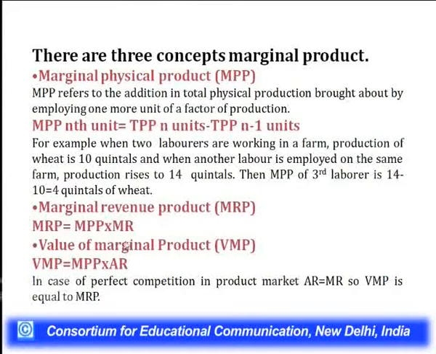When there is perfect competition in the market, we know that average revenue is equal to marginal revenue. So, in that case, value of marginal product will be the same as the marginal revenue product. Both will be equal because average revenue and marginal revenue are equal. You have seen that in perfect competition, the demand curve faced by a firm was perfectly elastic, a line parallel to the x-axis, and price is equal to MR also. So, VMP and MRP are found to be the same in the case of a perfectly competitive product market.